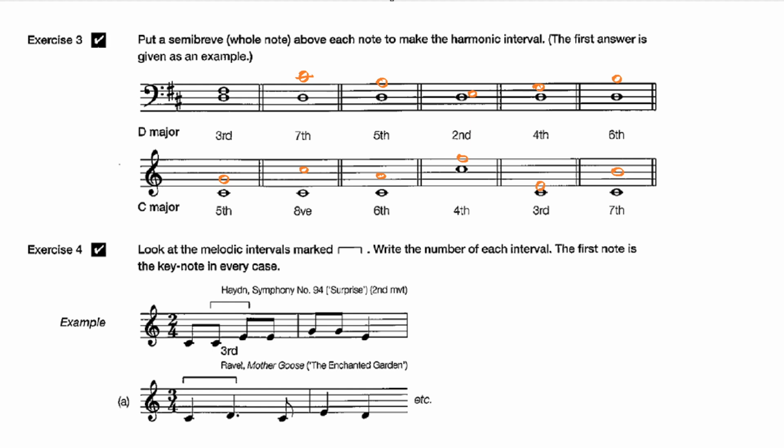Okay, look at the melodic intervals marked with the square bracket. It says write the number of each interval. The first note is the key note in every case. Right, well then. The Surprise Symphony by Haydn is their example, and we've got a third. We've got a C to E, C, D, E. So you just see how many notes would fit in the middle. First one, 4A, this is a second because it's just C to D.